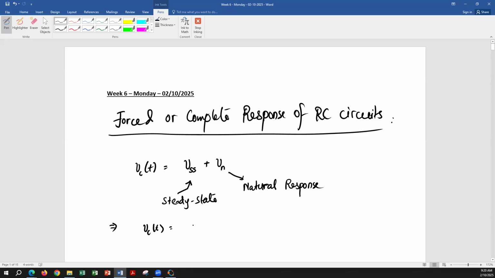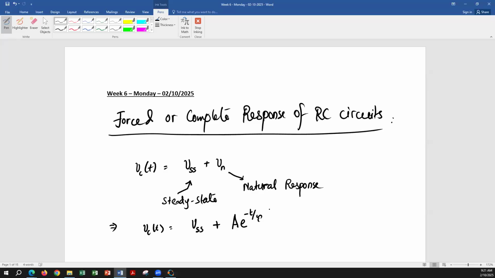Capacitor voltage is given by, as I said, V steady state, and the natural response from last week can be given by an unknown A. It's not the initial value, but A e to the power negative t over tau. So A is an unknown constant. We don't know that value. We will find that value from the circuit. This is the same natural response, an exponential response with the time constant tau.